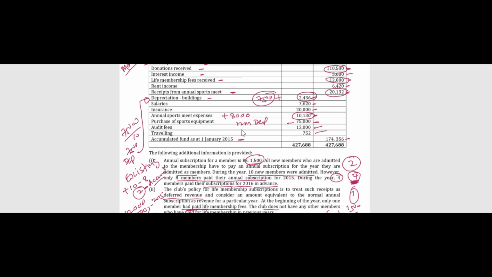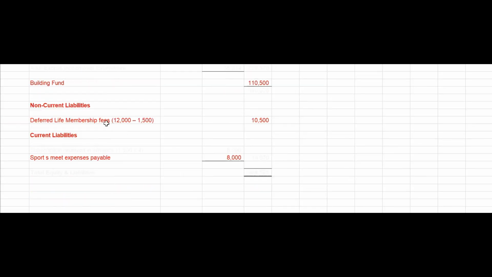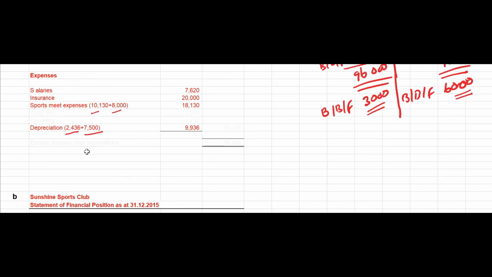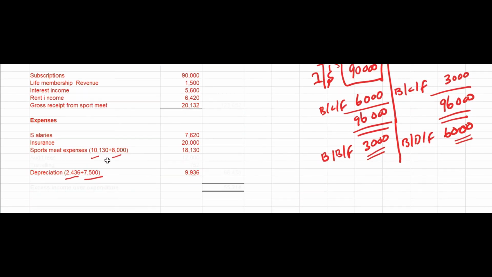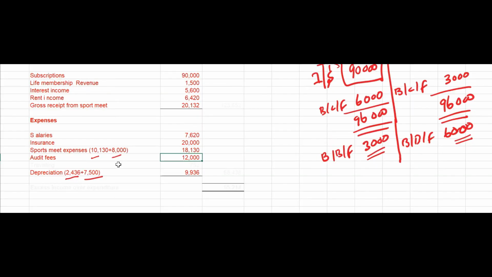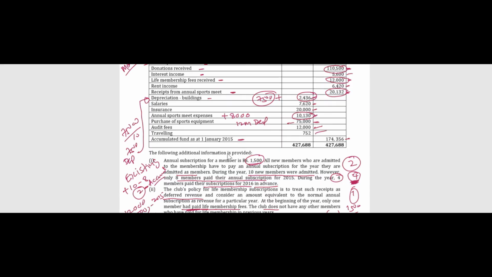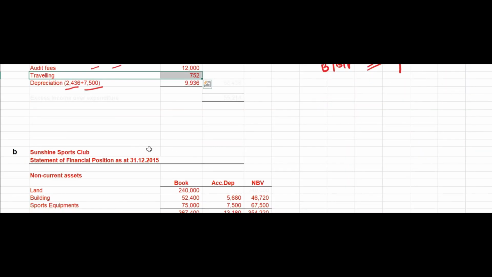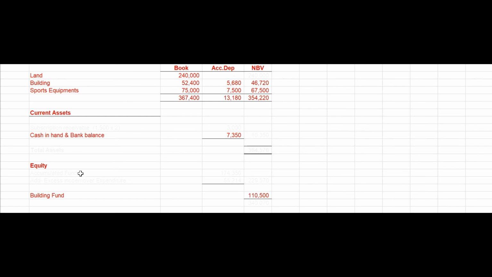Then you have the audit fees. Go to the income statement, audit fees 12,000, and finally you have traveling expenses 752. Okay, as you can see 752, and the accumulated opening balance is 174,356, which goes to the equity account. Accumulated fund 174,356.